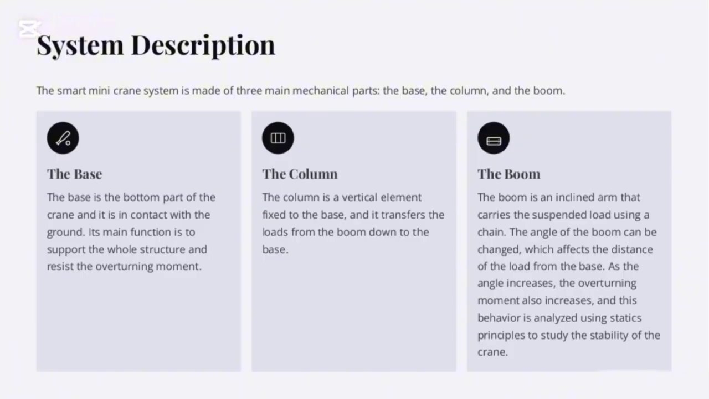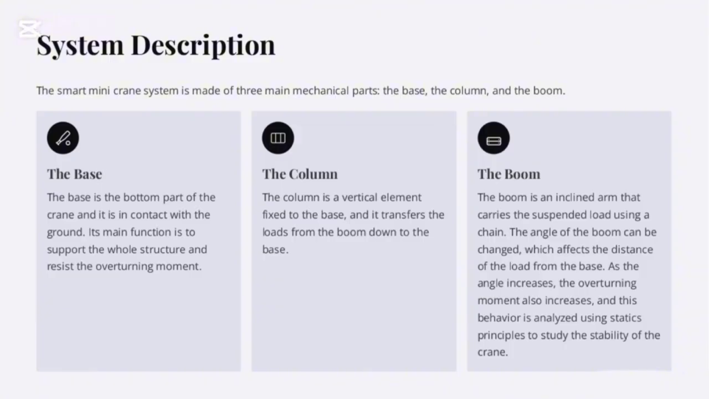The base is the bottom part of the crane and it is in contact with the ground. Its main function is to support the wheel traction and resist the overturning moment. Column: the column is the vertical element fixed to the base and it transfers the load from the boom down to the base.